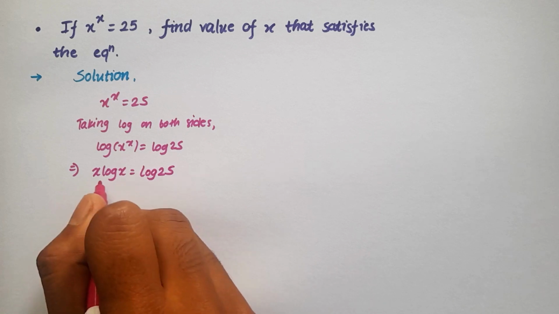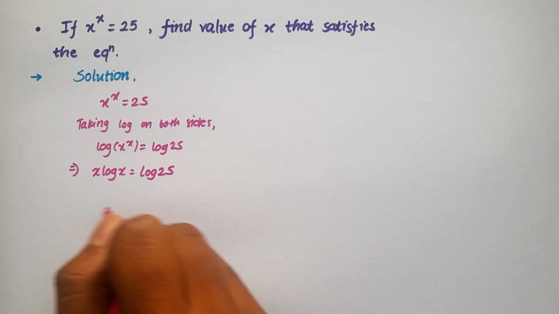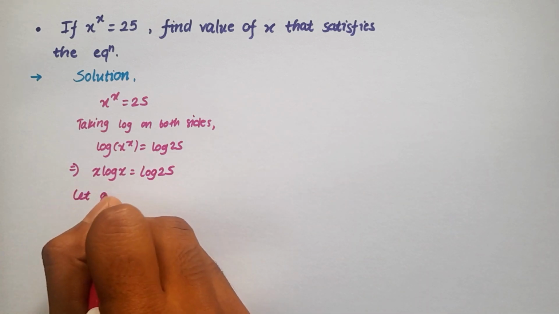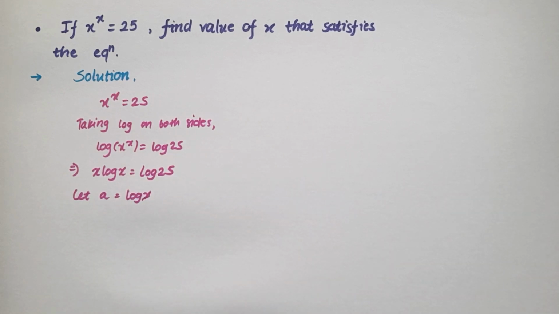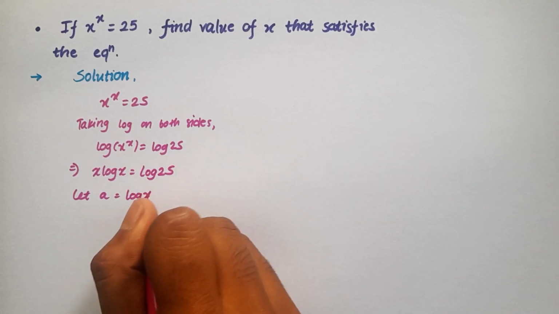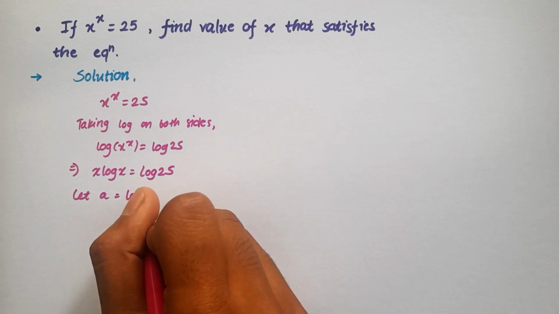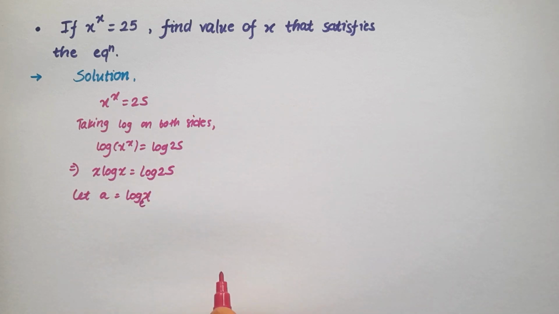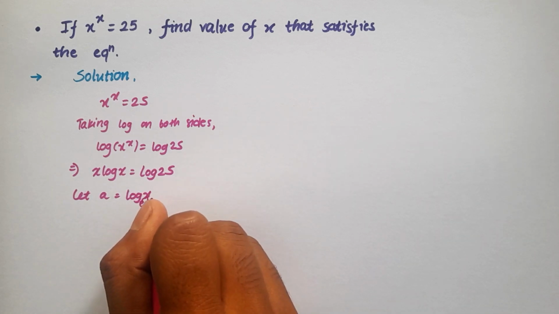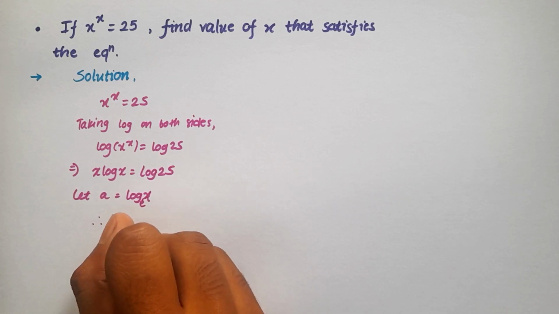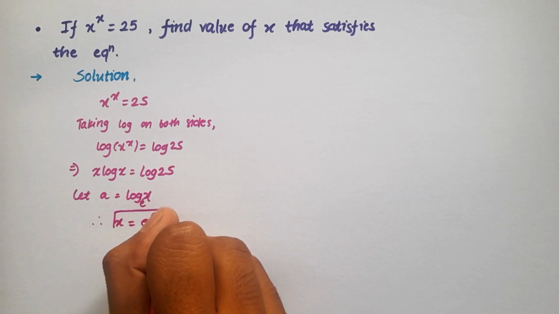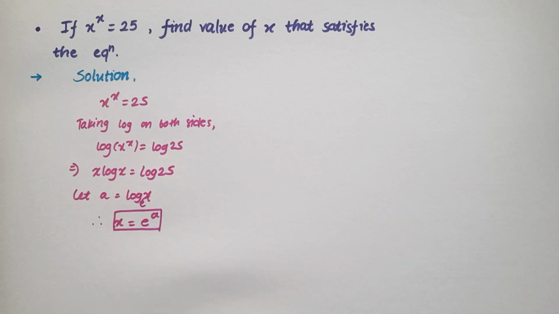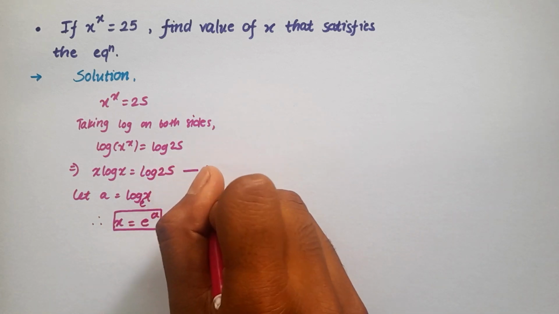Let's do one thing. Let's say that log x is equal to a variable a. So, let a be equal to log x. And this log here is a natural log, which means it has base e. So, if I have to find x, I can say that x is equal to e to the a. Let's say this is equation 1.